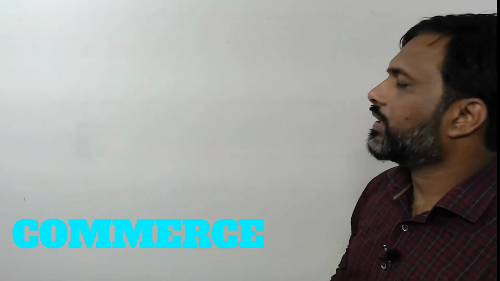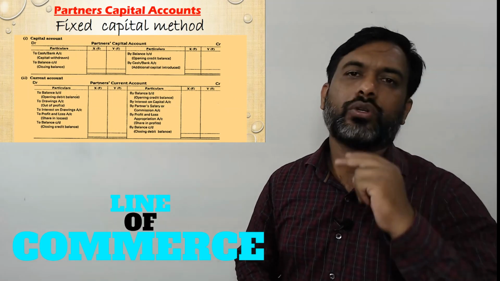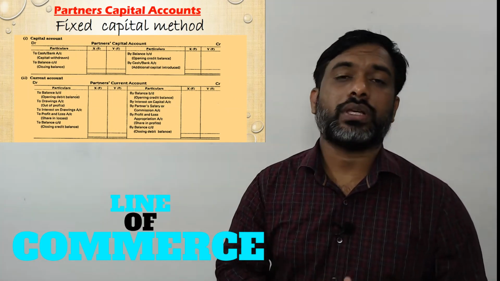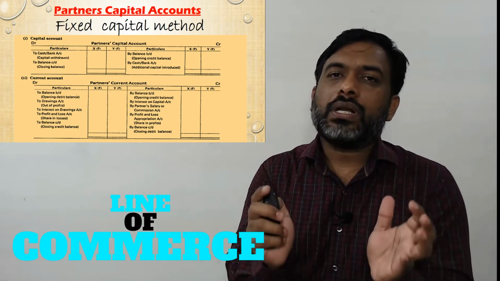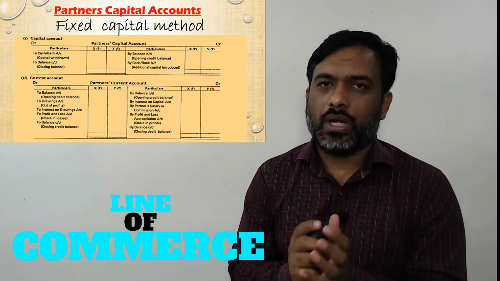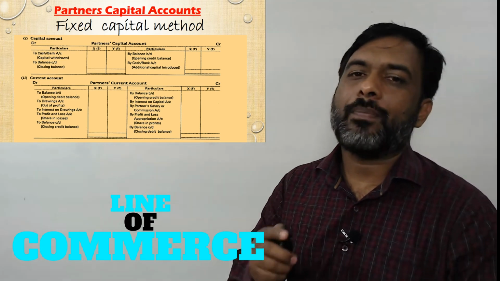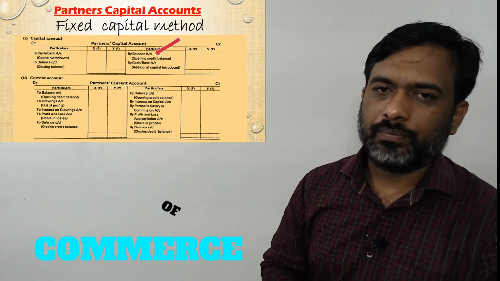So, this is the format of fixed capital method. We have to make two accounts. One is capital account and the second account is current account. In capital account, the capital transactions of the partners will come. First item on the credit side, you can see by balance b/d, that is the opening credit balance of the capital.